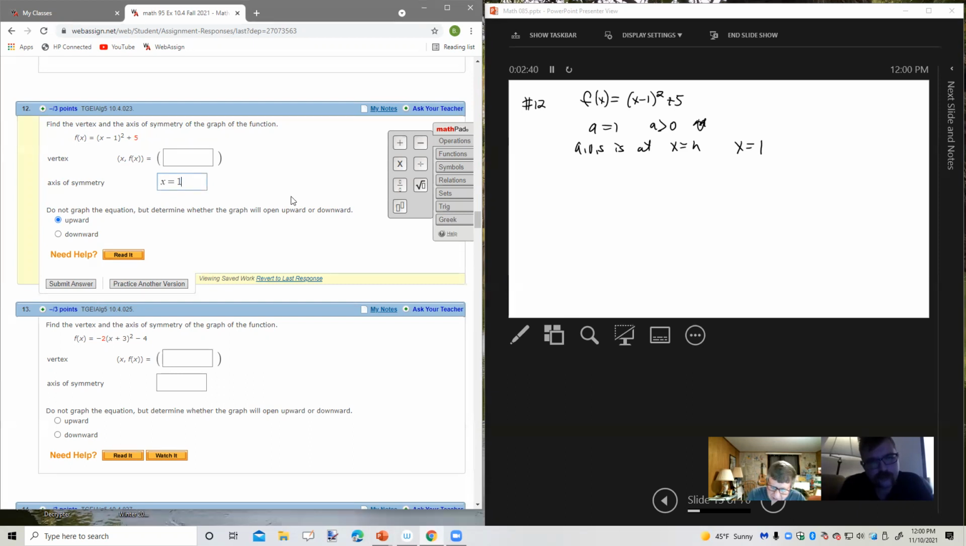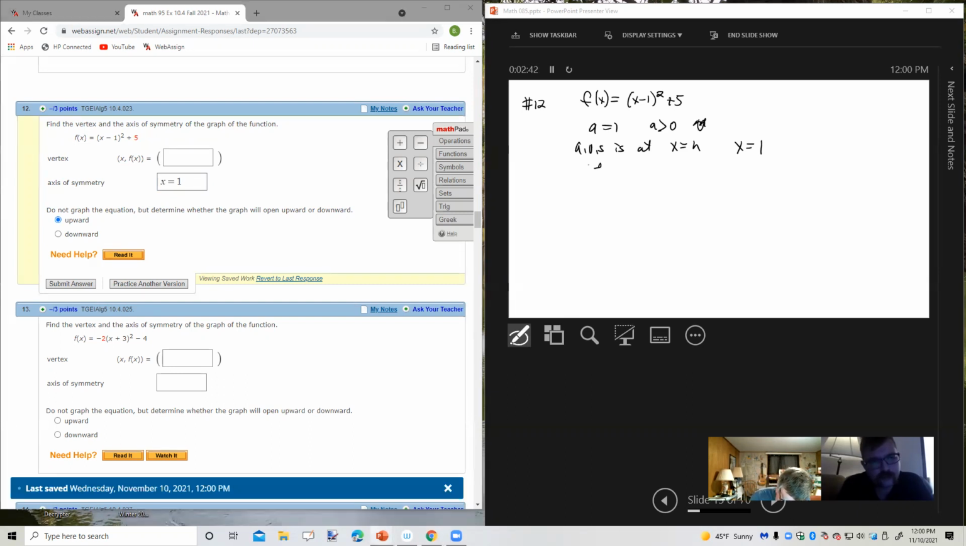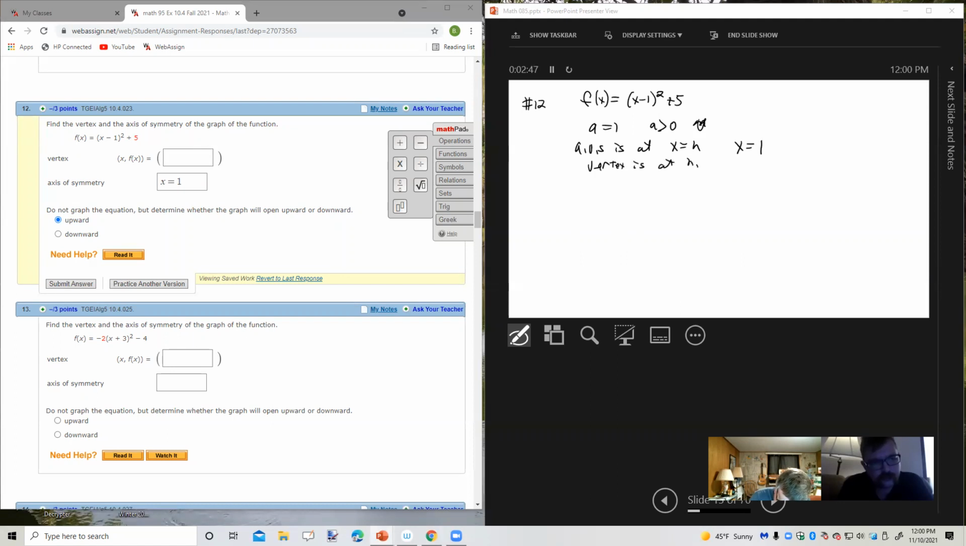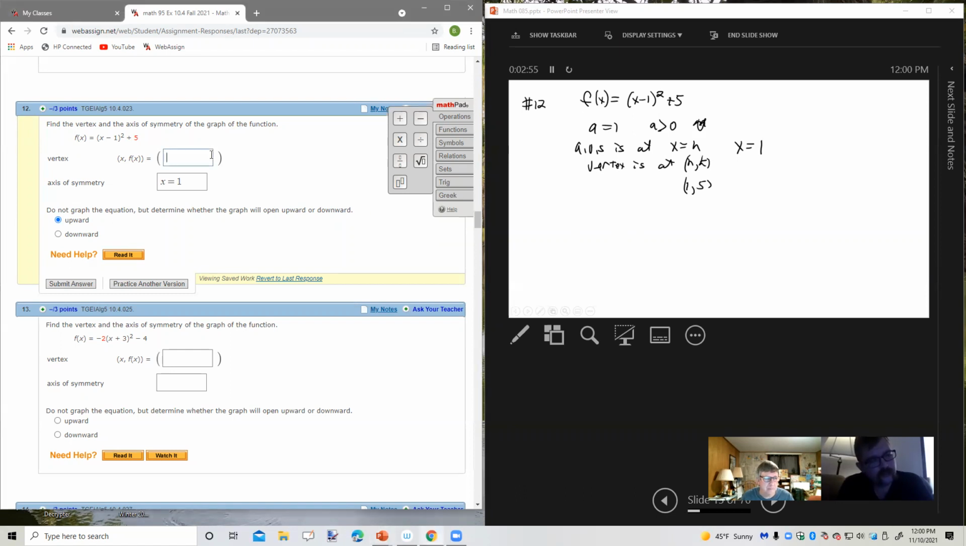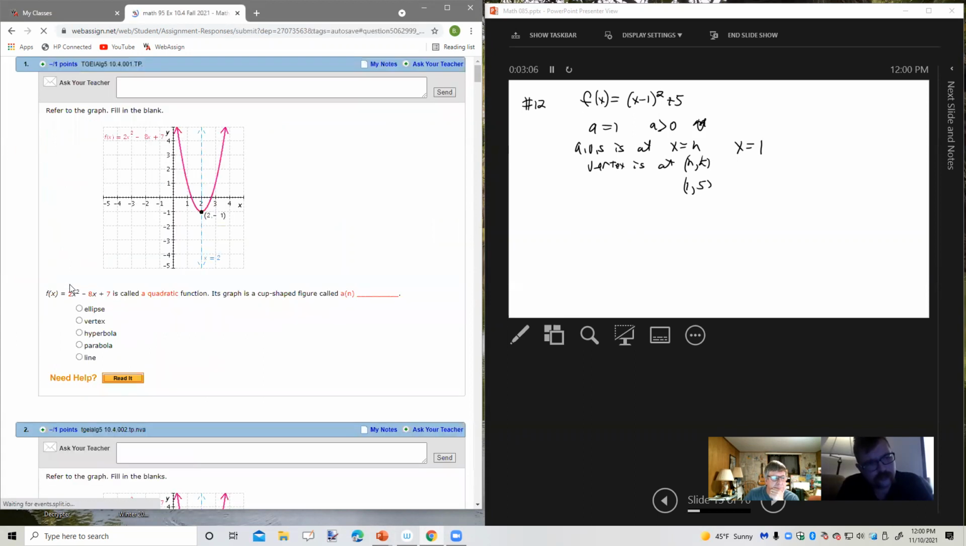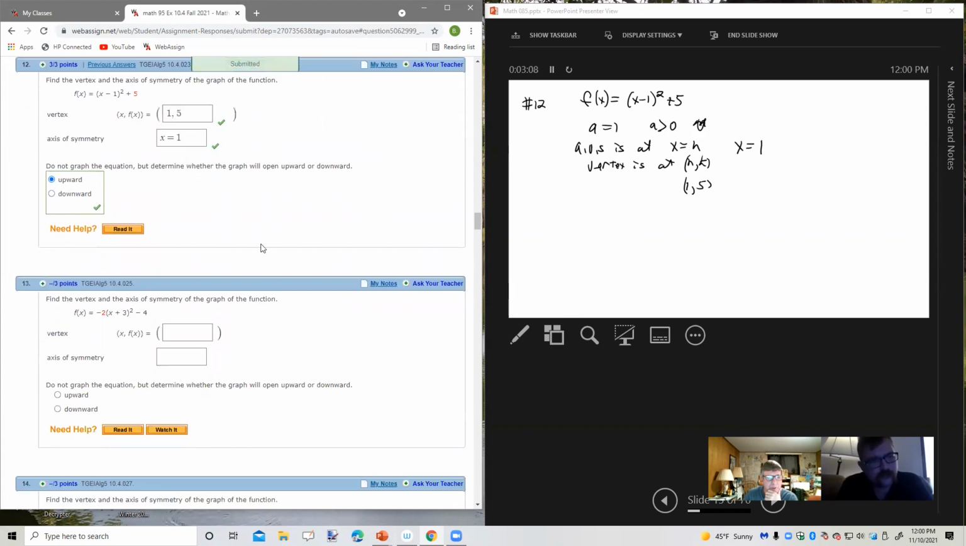Now, the vertex is at (h, k), so that's going to be at (1, 5). Okay. So 1, comma, space, 5. And submit the answer. And there it is. Any questions about that example?